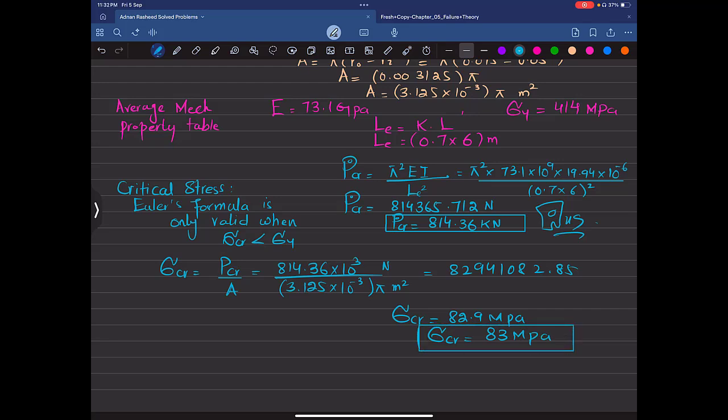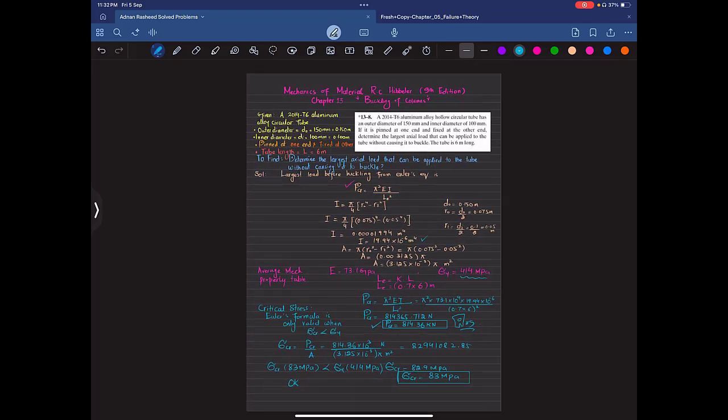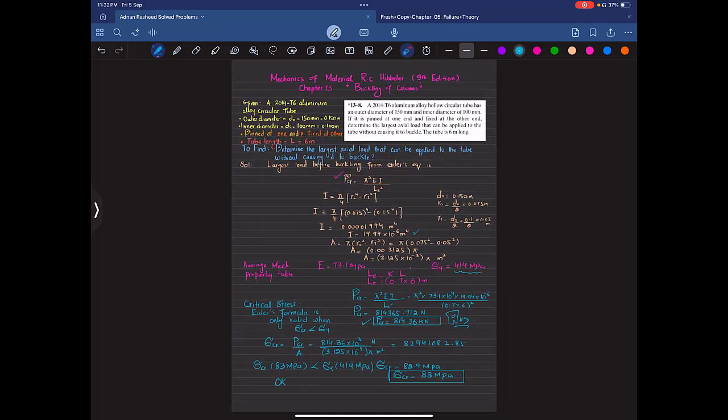Now you can see you have the yield stress, that is 414 megapascal, taken from the mechanical properties for this material, and the critical stress, which is 83 megapascal, is less than the yield stress, which is 414 megapascal. So it means our design is okay, and this critical load is the largest axial load that can be applied to this hollow circular tube without causing any buckling. So this was all about problem 13-8.